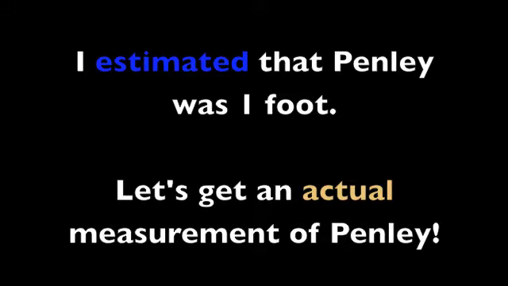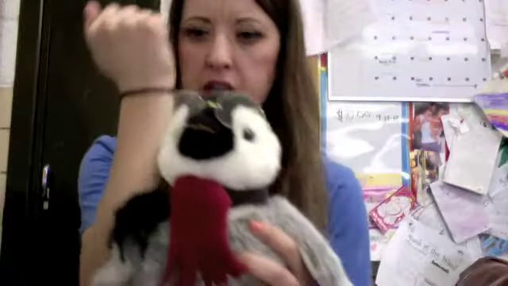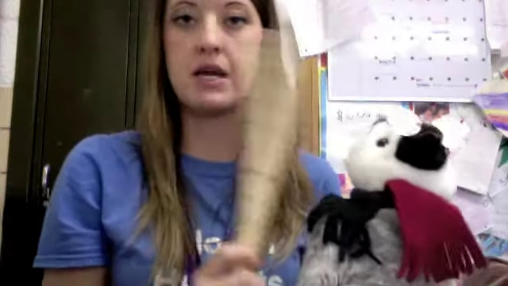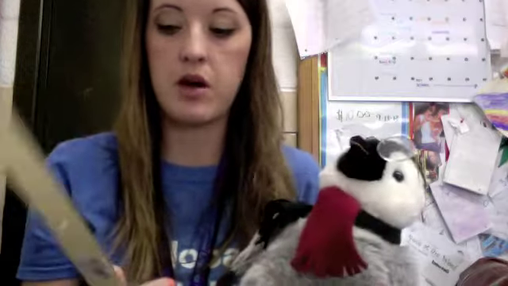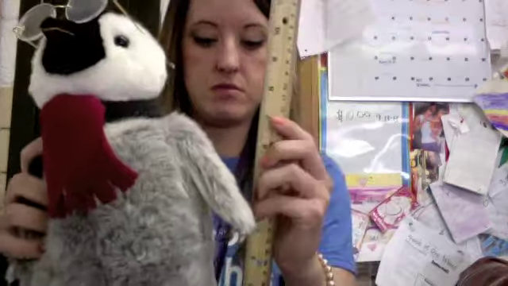Let's get an actual measurement of Penley. Okay, so we've just estimated that Penley was about 1 foot. From top to bottom, he's about 1 foot tall. And now we're going to use our ruler to get an actual length for him. And with the ruler, I'm going to use my inches side because I know that 1 foot is 12 inches long. So we're going to see about how tall Penley is.